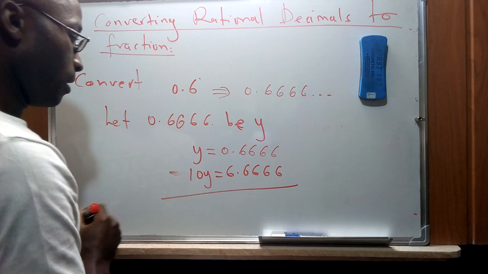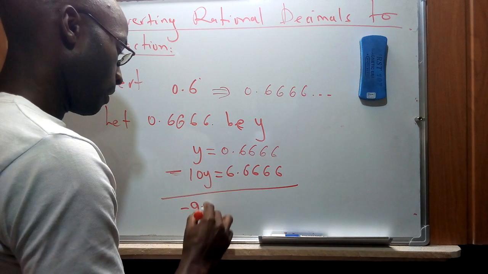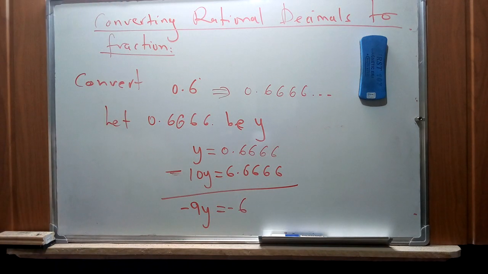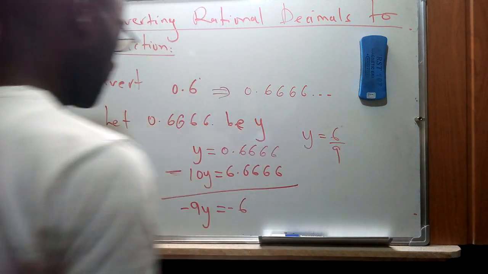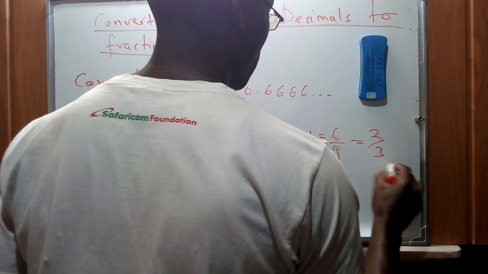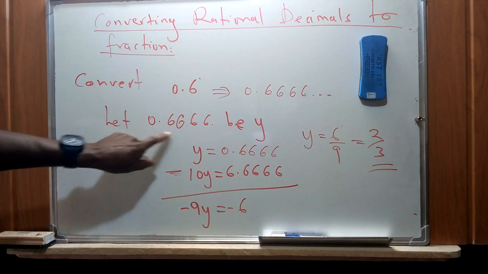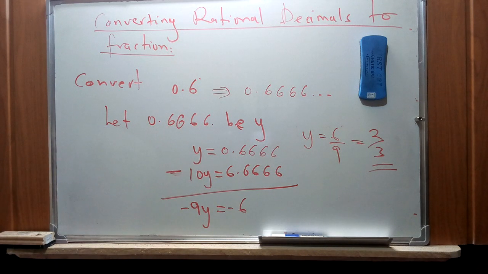So if we find the difference between the two, this is going to be negative 9y equals negative 6. Those negatives cancel, and therefore we shall have y represented as 6/9, and 3 goes into 6 two times and into 9 three times. So converting this to a fraction, we use this procedure: you let that repeating decimal be represented by a letter, and then you use the powers of 10 to manipulate that figure to achieve the result.